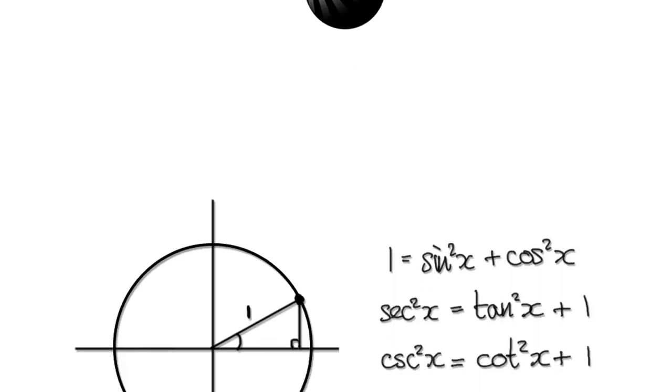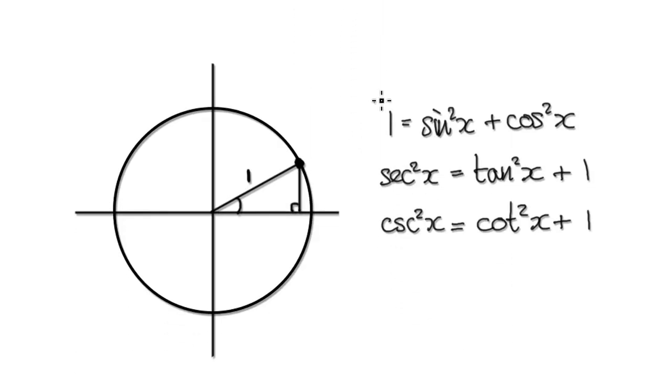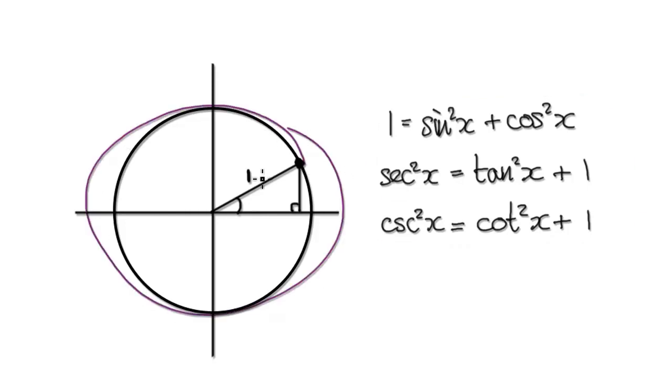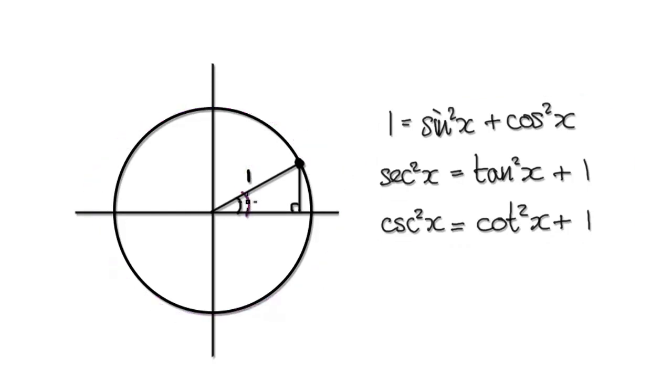In this video, we're going to see where these identities come from. So consider a circle of radius 1, and let's say the angle here is x. If you draw a straight line down here, then you know that this height is sine of x. You know that this base here is cos of x.